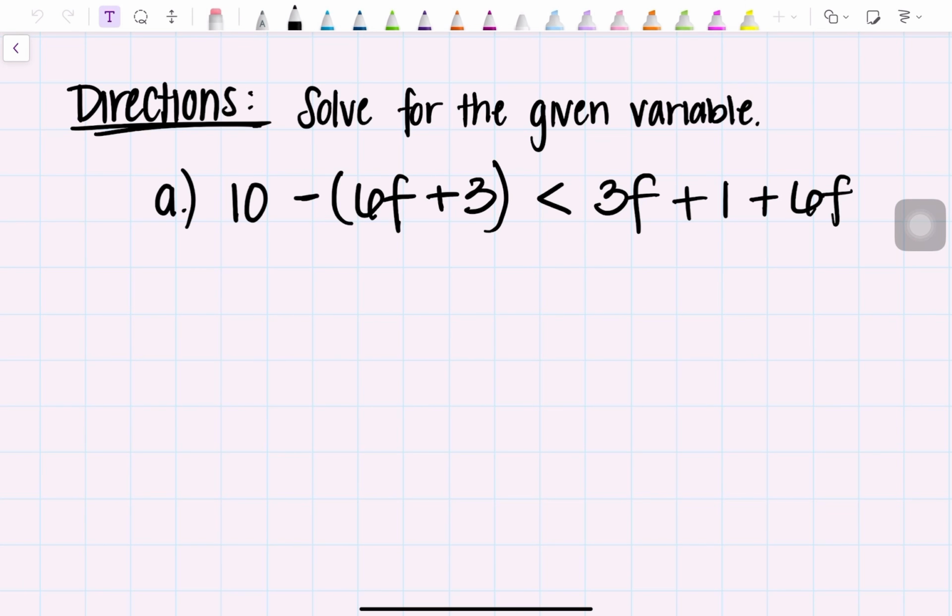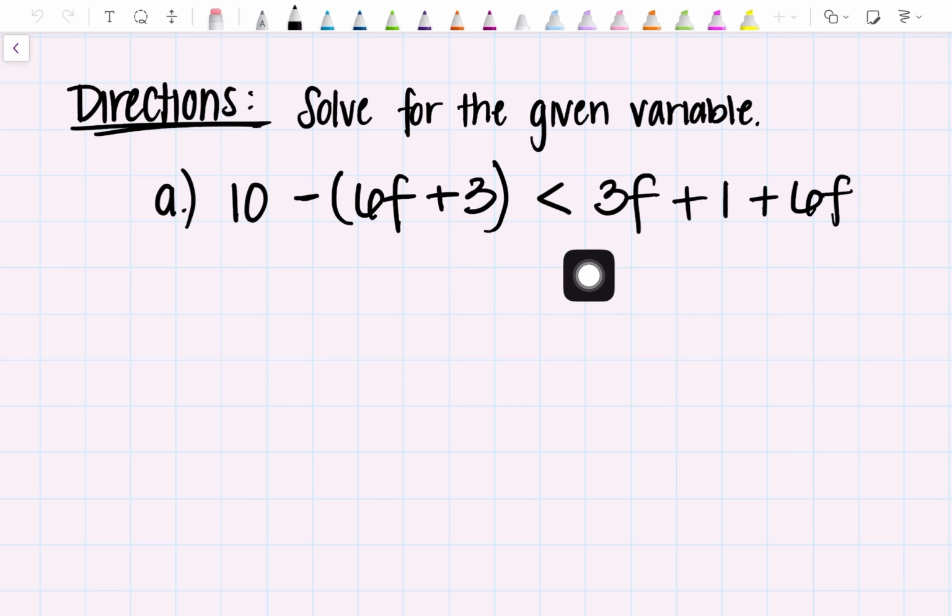All right, you guys, go ahead and get started here. We are going to be solving the inequality. So let's go ahead and start off. First things first, we have to take a look at what we have. I have 10 minus (6f + 3) is less than 3f + 1 + 6f.